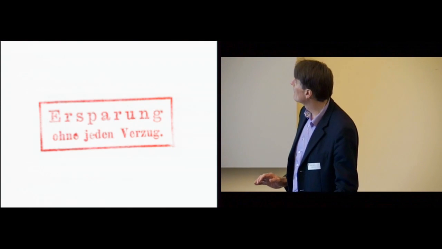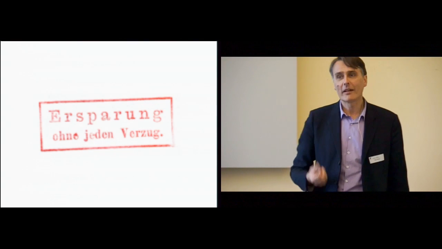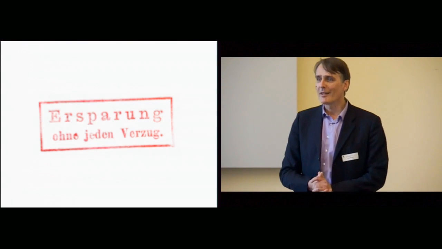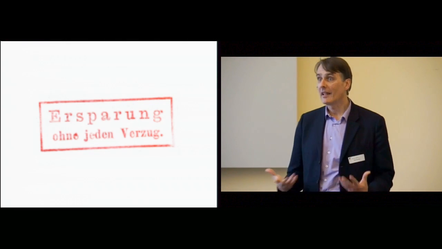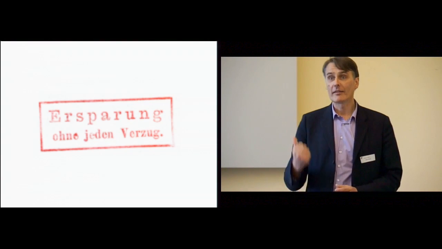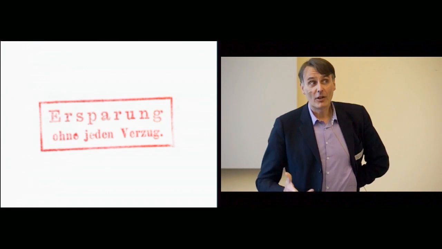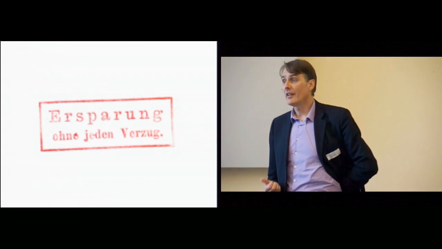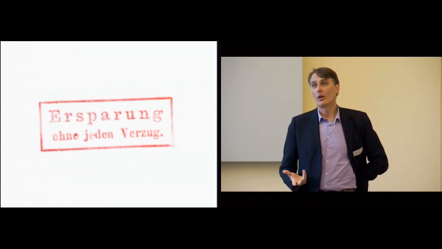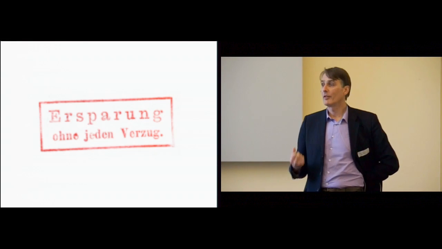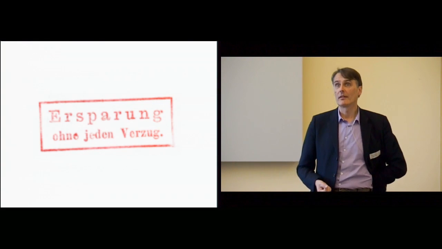Let me begin with the reform process. I'm sorry, the image is not very clear, but I think it probably reflects, as the blurred image does, the way in which this issue has been treated. Ersparung ohne jeden Verzug, saving without delay, is a red stamp that was put on every file that left the office of the so-called commissioner of saving that the Austrian government appointed in the early 1920s. It's quite obvious that a commissioner of saving is necessary if the government has serious problems coming to terms with its budget.